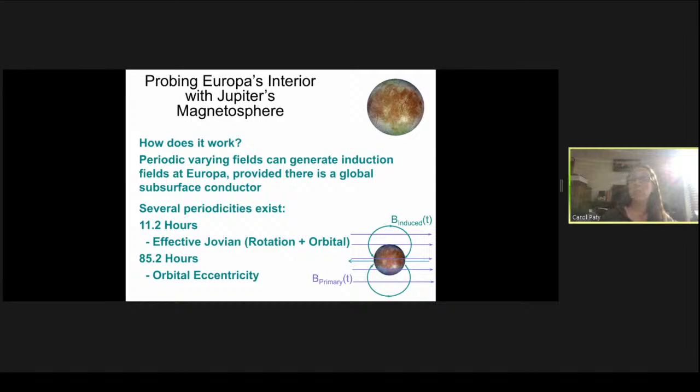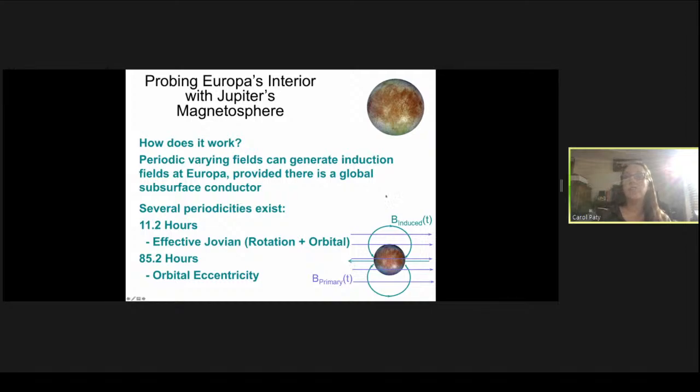There's an 11.2 hour periodicity that's essentially the rotation plus Europa's orbital motion. And then there's an 85.2 hour periodicity, and that comes from that eccentric, non-circular orbit of Europa, moving around and feeling essentially a magnetic field a little bit further away and a little bit closer to Jupiter, and therefore seeing a change in magnetic field strength as it orbits every 85.2 hours.